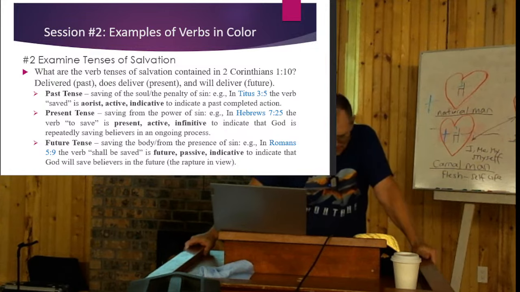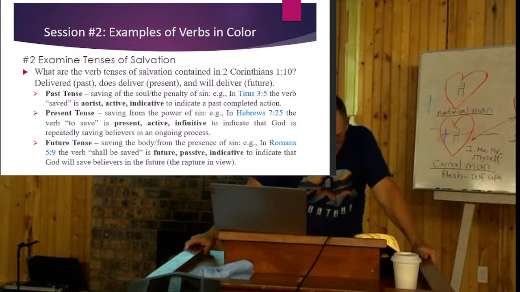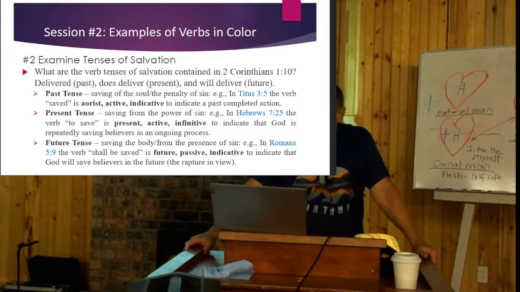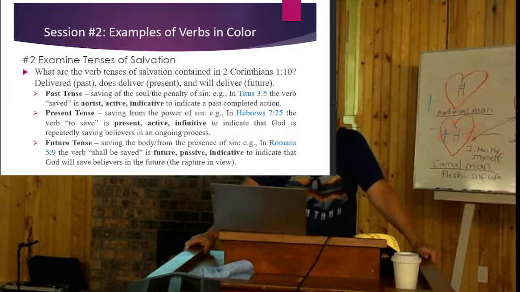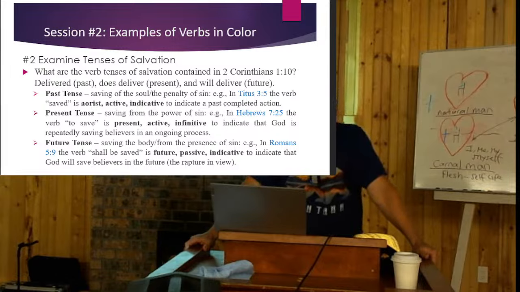We're going to start in verse 9. Yes, we had the sentence of death in ourselves, that we should not trust in ourselves, but in God who raises the dead, who delivered us. What tense is that? For so great a death, and does deliver us. What tense is that? Present. In whom we trust that he will still deliver us. Future. And so this is one of the verses in Scripture that talk about past, present, and future salvation.